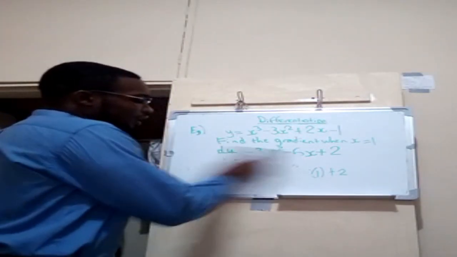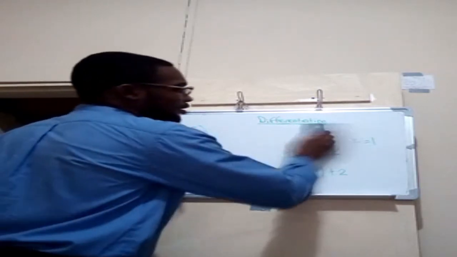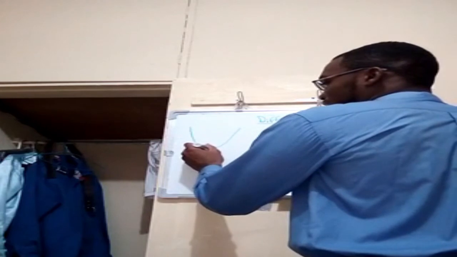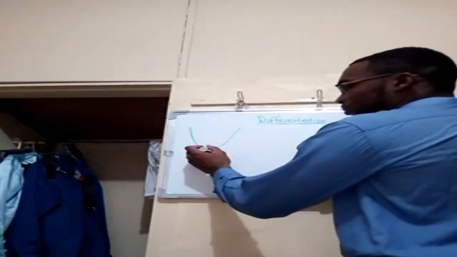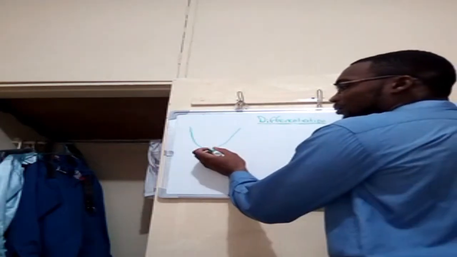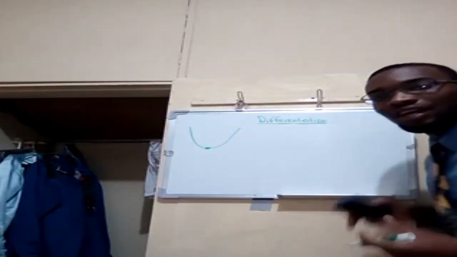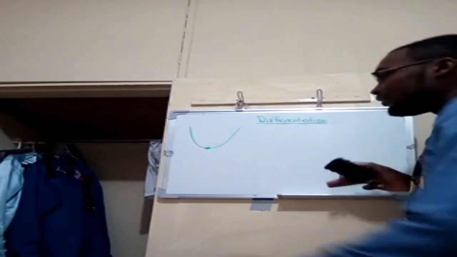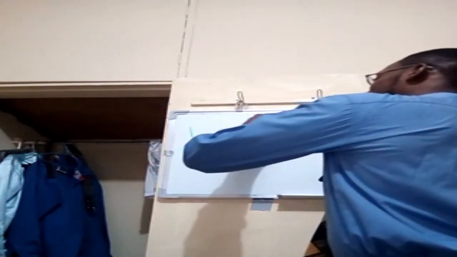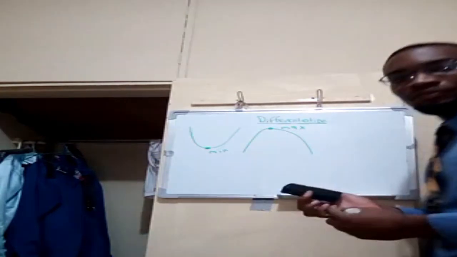If you were to consider a quadratic function, a quadratic function takes this shape. This is the shape of a quadratic, right? At this point, it would be a minimum point, no matter where the axis is, meaning this is the lowest point on the graph. Now, if the quadratic shape is like this, then this would be a maximum point, right?